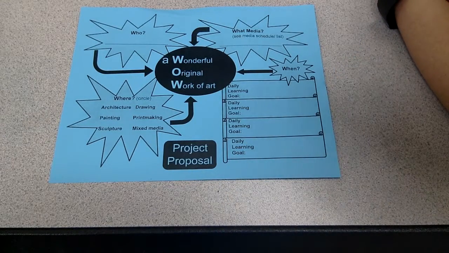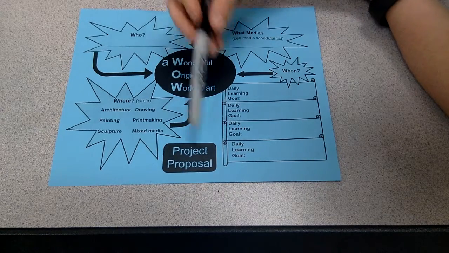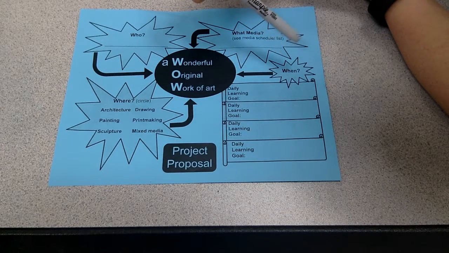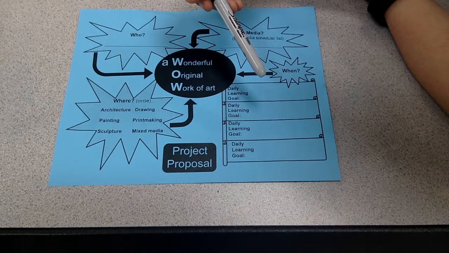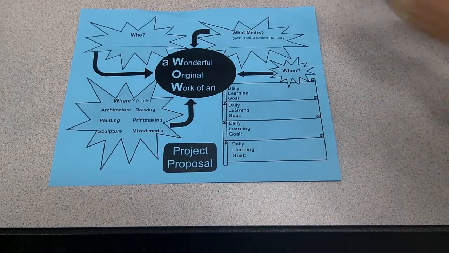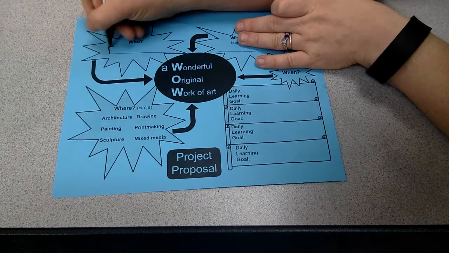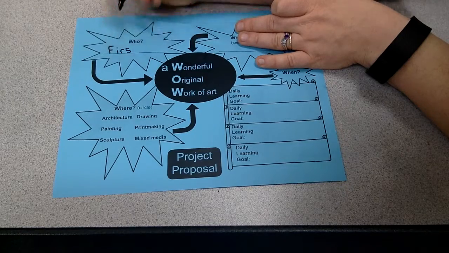Hello, the purpose of this tutorial is to walk you through how to fill out the actual wonderful original work of art project proposal. During this video, you will want to make sure that you work with me, and so either pause your video often to do as I do, or simply raise your hand in the air if I get going too fast. Then, from there, you are going to go ahead and under who, you are going to write your first name. So go ahead with me right now and write your first name.